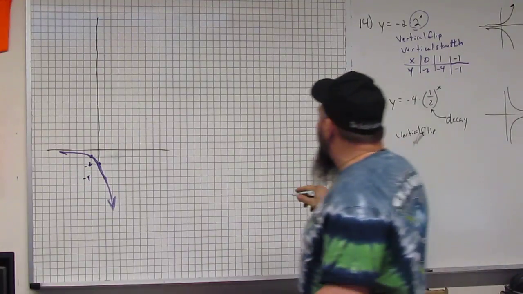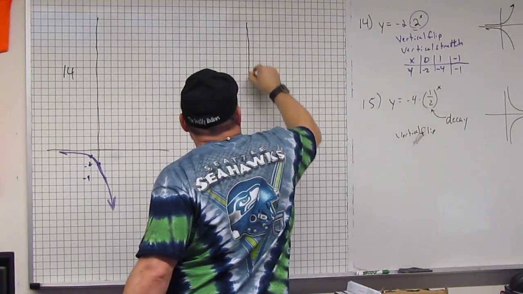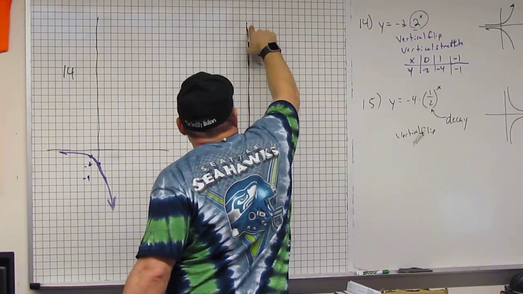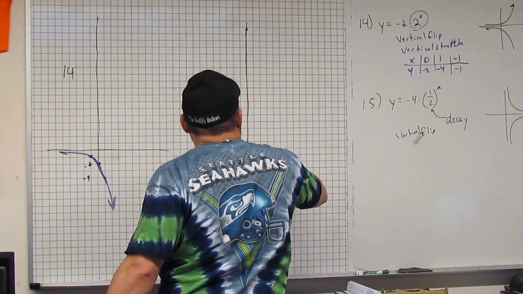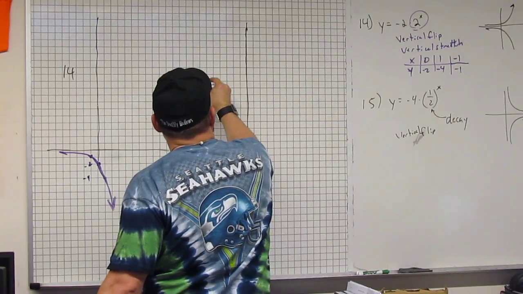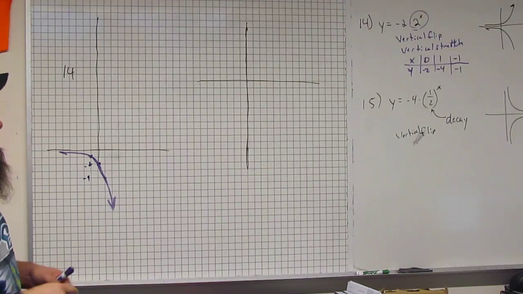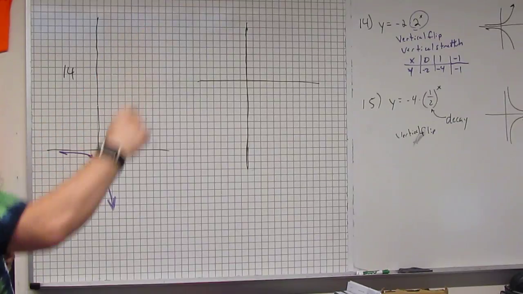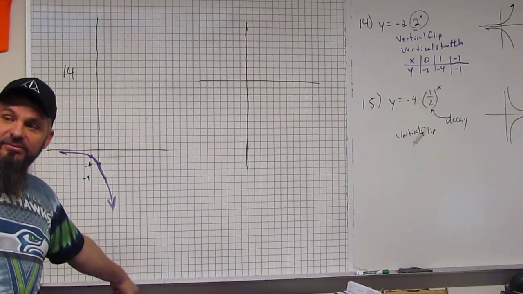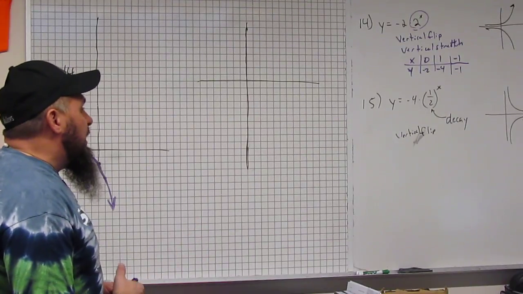So when I graph this function, this is 14. But when I graph 15, I'm going to graph it a little bit higher up on the graph so that we can see it. Okay? So I should be able to see the decay. Decay meaning going to nothing. Whereas growth is it's going to either negative infinity or positive infinity. So here it's going to be going to nothing.